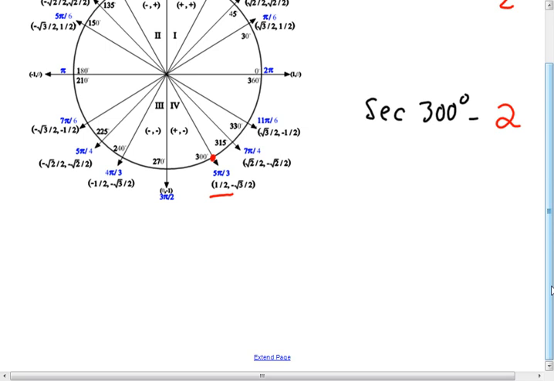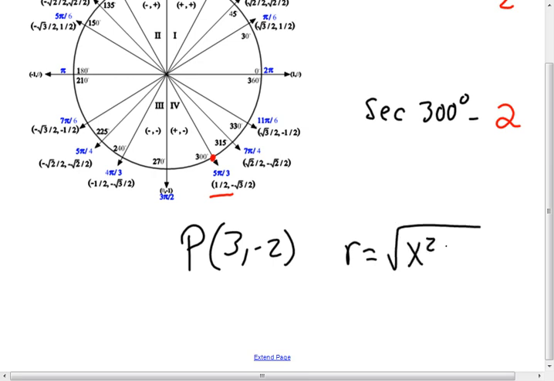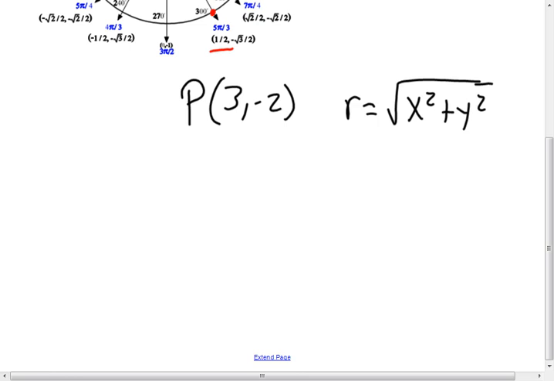The second part of 5-3 is to take a point that's not on the unit circle, and how do we determine what those values are for those measurements. So let's pick a point at random, let's say 3, -2. This is our given point. We have a formula to use the x and y value to find the length of the hypotenuse. That formula is r equals square root of x squared plus y squared. So we can plug these values in and we can determine the length.